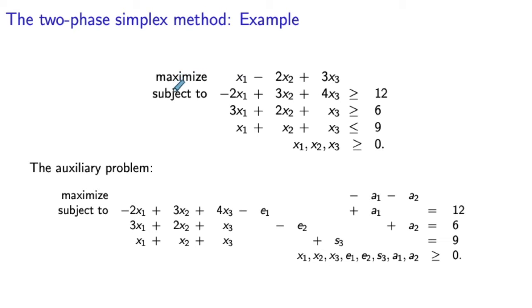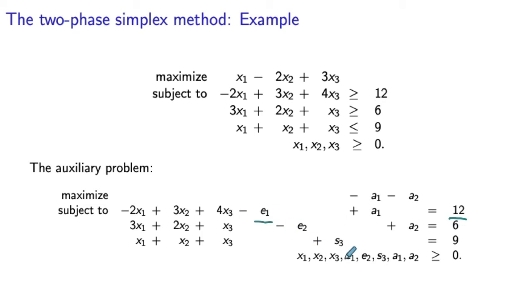We have this LP for which the auxiliary problem was already formulated in the previous video. We have two artificial variables because in the first two constraints the excess variable and the right-hand side had different signs. Indeed, we cannot use E1 as the basic variable for the first constraint, because if we did, we would have E1 equal to -12 in the corresponding solution.